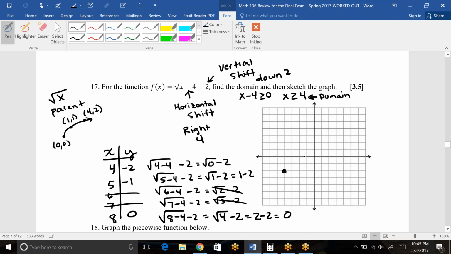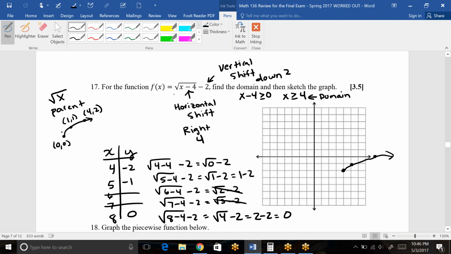Oh, I'm sorry, I graphed completely wrong. That's why I shouldn't graph late at night. 4, negative 2 is to the right. So 4, positive, and then down 2. Positive 5, down 1, and 8 is at 0. So notice we do still get our half of a parabola shape.